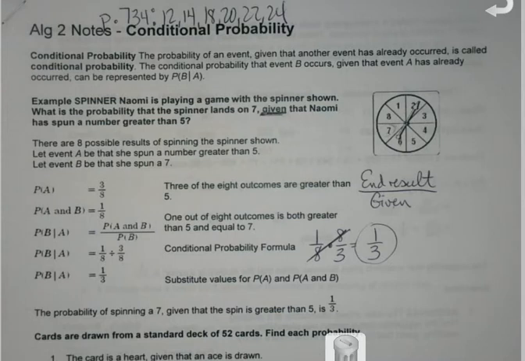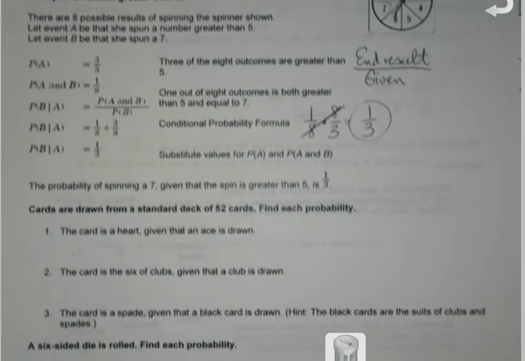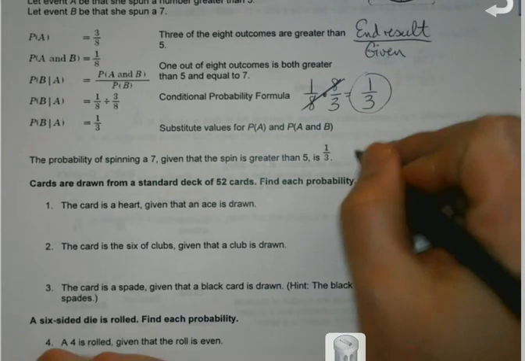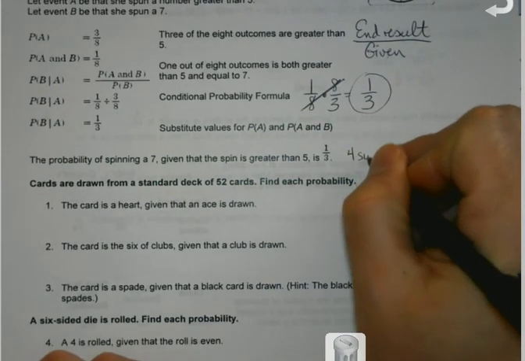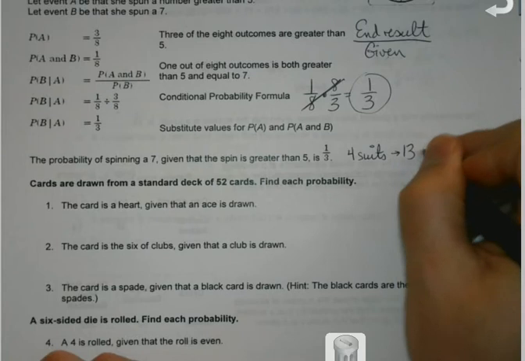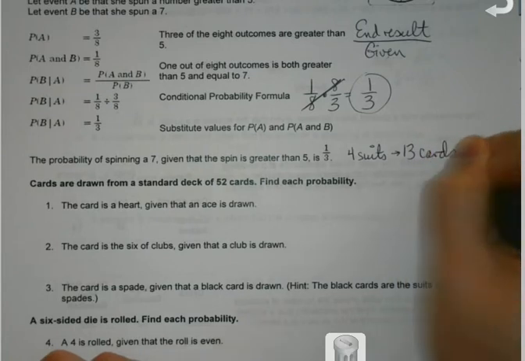Some of the things here are going to talk about cards. Now, I have learned from past years that not everybody is an aficionado with how cards work. So let's get a little bit of information for you here. When you're dealing with cards, there are 4 suits that each have 13 cards. So you have hearts, diamonds, spades, and clubs.